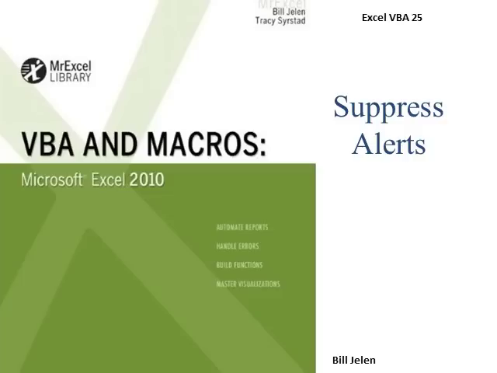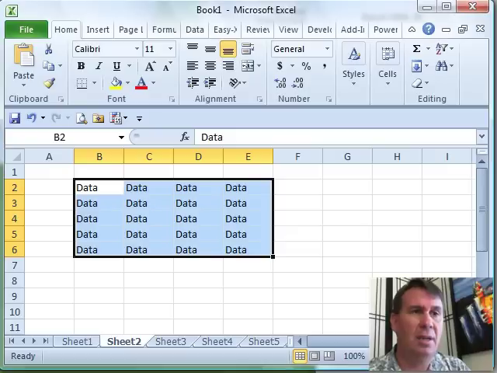Excel VBA Chapter 25, Suppress Alerts. Well, hey, welcome back to the Mr. Excel Netcast. I'm Bill Jelen. We're working through the VBA and Macros book. For Chapter 25, I wanted to talk about this one particular situation.